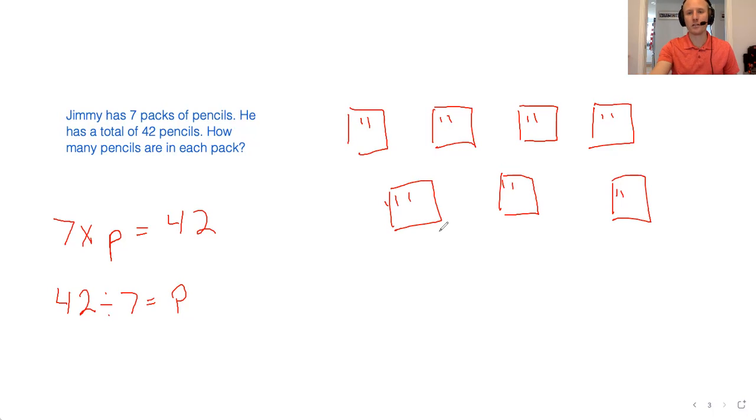Now, as you could see, I got to 14 and I was already like, okay, I'm taking too much time on this strategy. So you could see that this sort of strategy, especially as we get to larger numbers, is going to take a long time. So it'll work, and you'd eventually find out that there are 6 in each. So that's one way to do it.